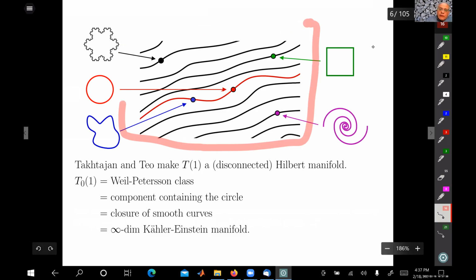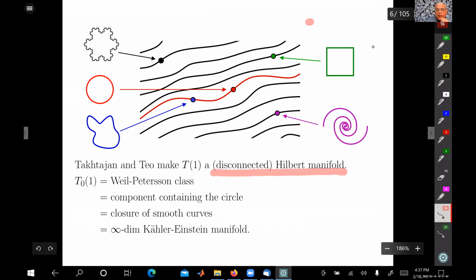Now, the thing about their metric is that it makes this into a Hilbert manifold, but it's disconnected. And these lines represent the different connected components. For example, the square is a closed loop, and it lives in the space, and it's in some connected component. These are the things that are a finite distance away in this Weil-Petersson metric. The von Koch snowflake, that's another closed loop, another fractal. It's somewhere in the space, but it could be on a different connected component of this space.